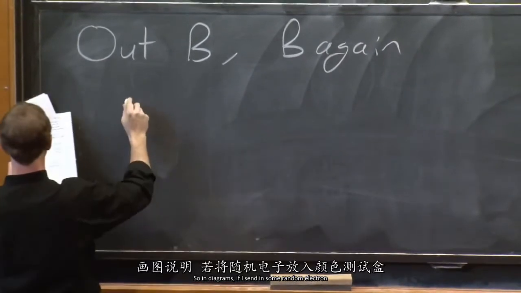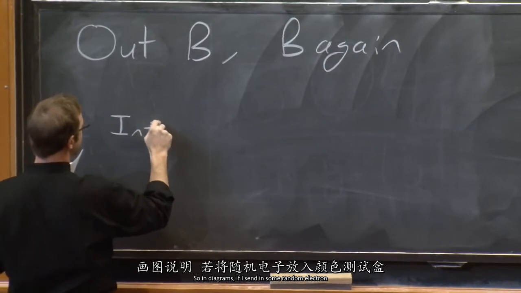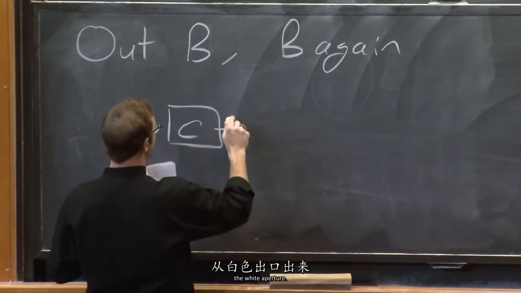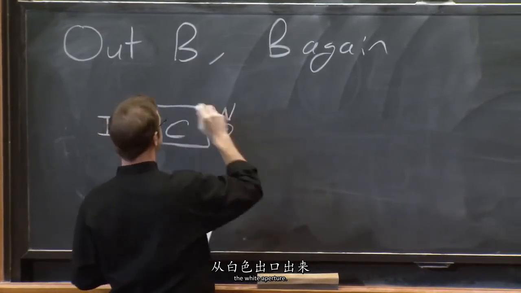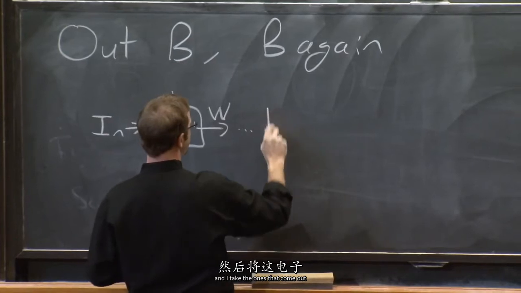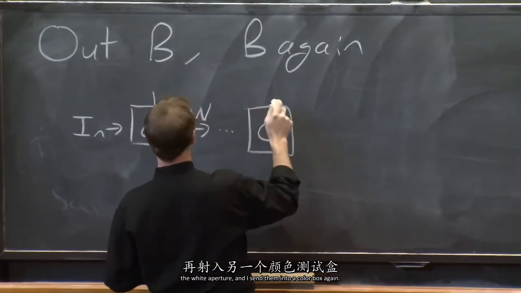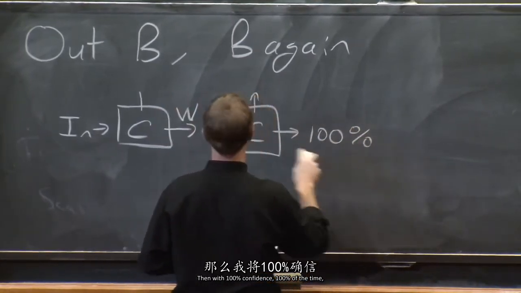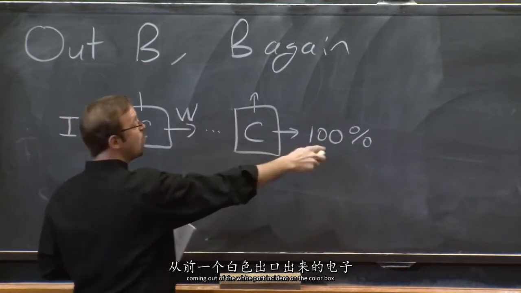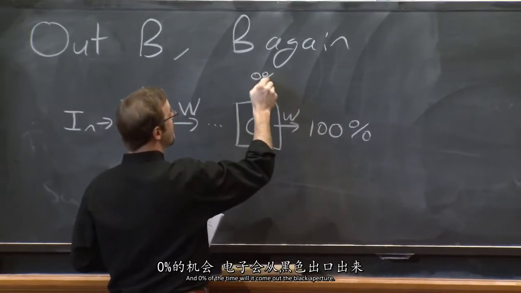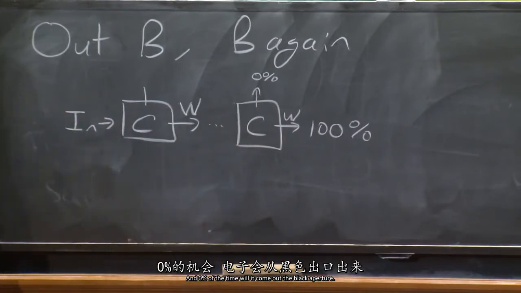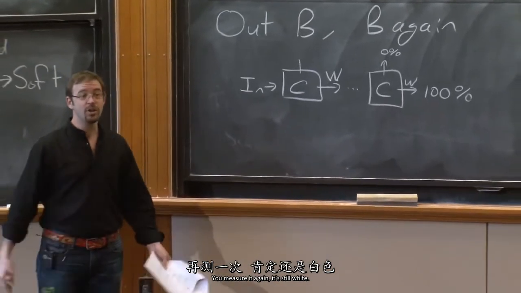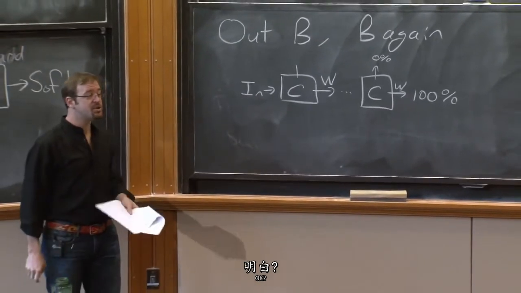So in diagrams, if I send in some random electron to a color box, and I discover that it comes out, let's say, the white aperture, and I take the ones that come out the white aperture and I send them into a color box again, then with 100% confidence, 100% of the time, the electron coming out of the white port incident on the color box will come out the white aperture again. And 0% of the time will it come out the black aperture. So this is a persistent property. You notice that it's white. You measure it again, it's still white. Do it a little bit later, it's still white. OK? It's a persistent property.